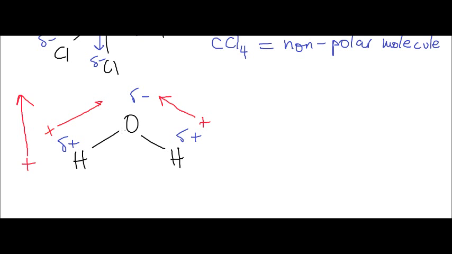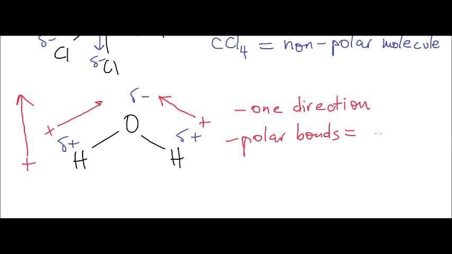Because the bond dipoles don't counteract one another, they're going pretty much in one direction. We have polar bonds, and here the polar bonds also make a polar molecule. So we have a polar molecule because they're going in that one direction.